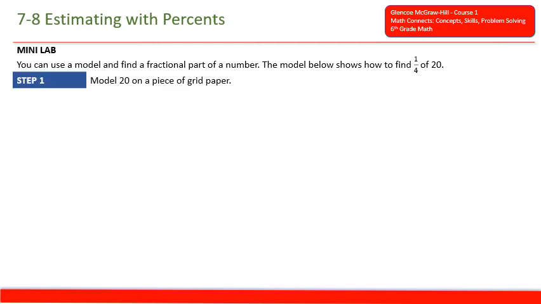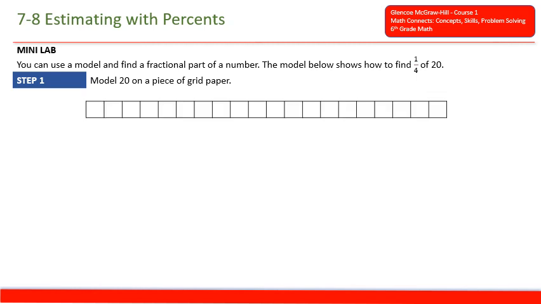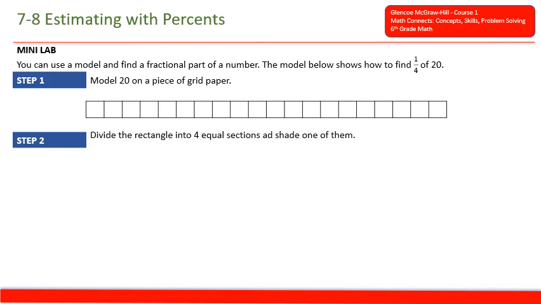Step 1, model 20 on a piece of grid paper. So there's 20 squares. Step 2, divide the rectangle into 4 equal sections and shade one of them. So if we divide them into 4 sections and we shade one, so 1/4 of 20 is 5. And you can see that the shaded area is 5.